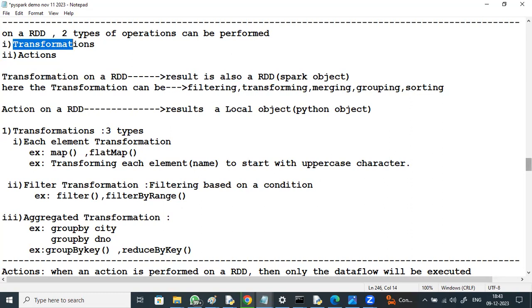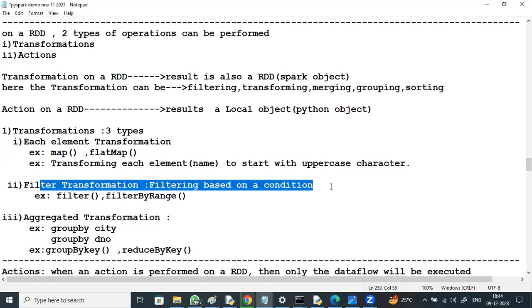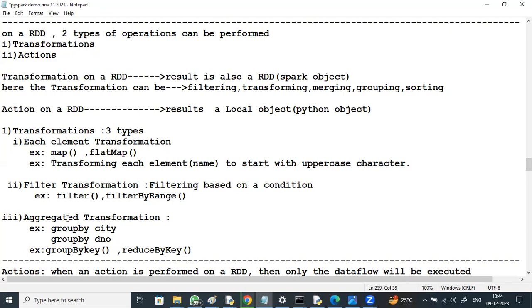Transformations are of three types. Element-wise transformation, for example using functions like map and flatMap. Each element means if we have 1 lakh employees, each employee name's first character is to be in uppercase, so this is applied to each and every employee. Filter transformation is filtering based on a condition. Aggregated transformation means grouping, like groupByKey, reduceByKey, group by city, group by department number. Mainly these three transformations.